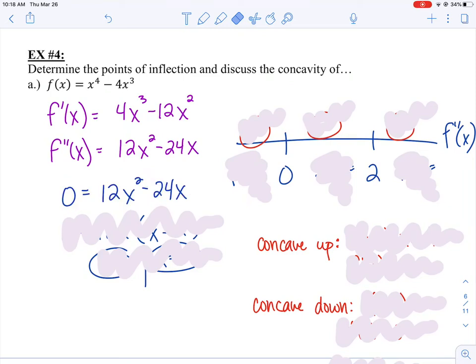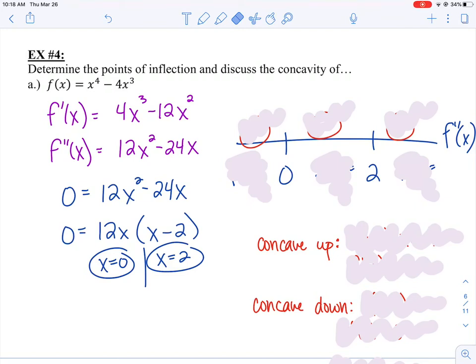So I'm going to set it equal to 0. I'm going to solve. And I get possible points of inflection at 0 and 2. Now I can't call them points of inflection until I do my sign chart. So right now these are only possible points of inflection.